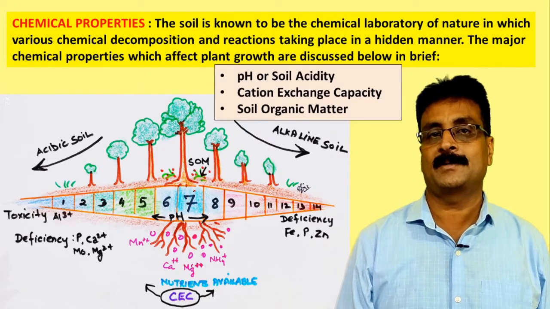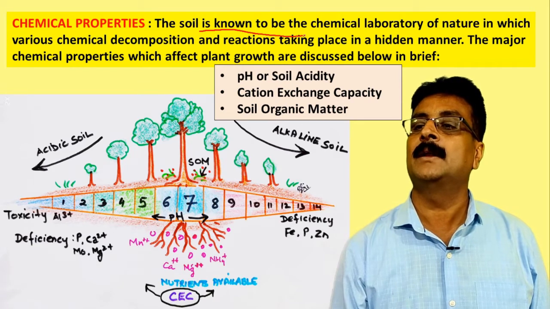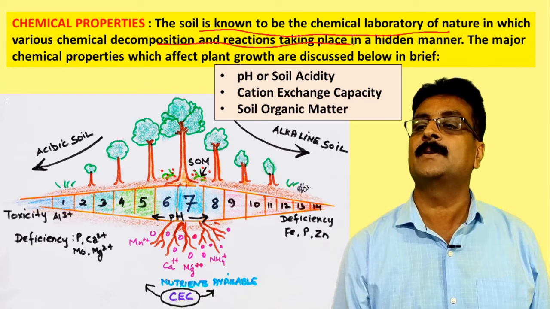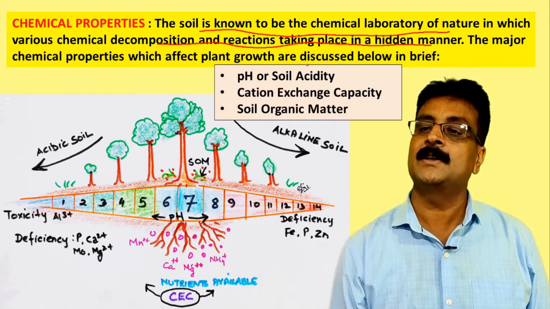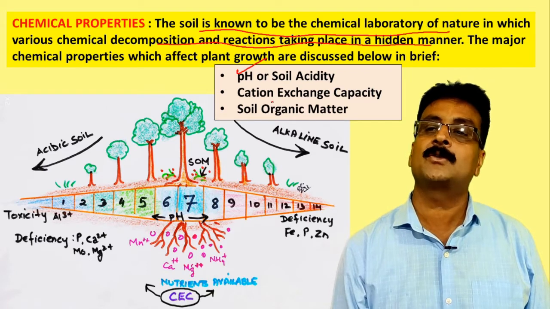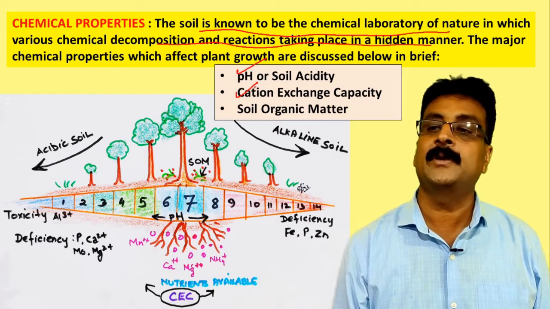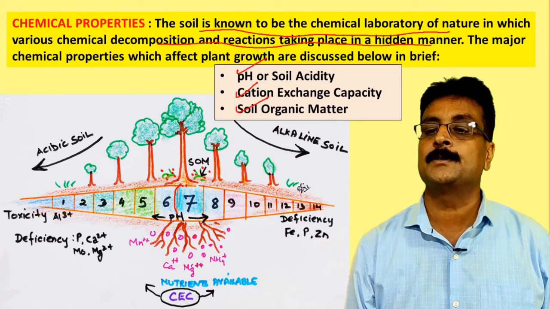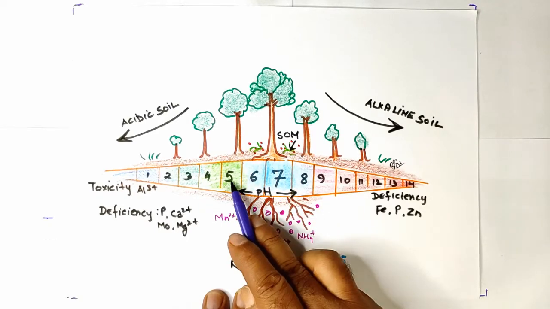Then chemical properties. After physical, let's come to chemical property. The soil is known to be a chemical laboratory in nature, in which soil chemical decomposition reactions take place in a hidden manner. Now what are those chemical properties we'll study? We'll study the pH of a soil or soil acidity, cation exchange capacity, which is important for nutrient uptake, and soil organic matter.